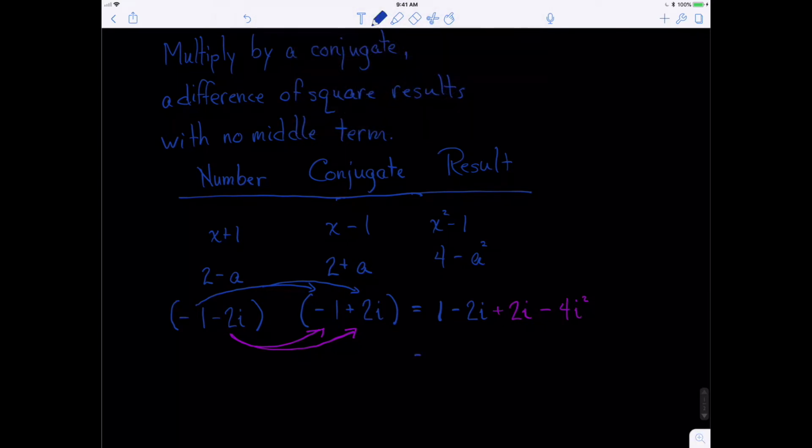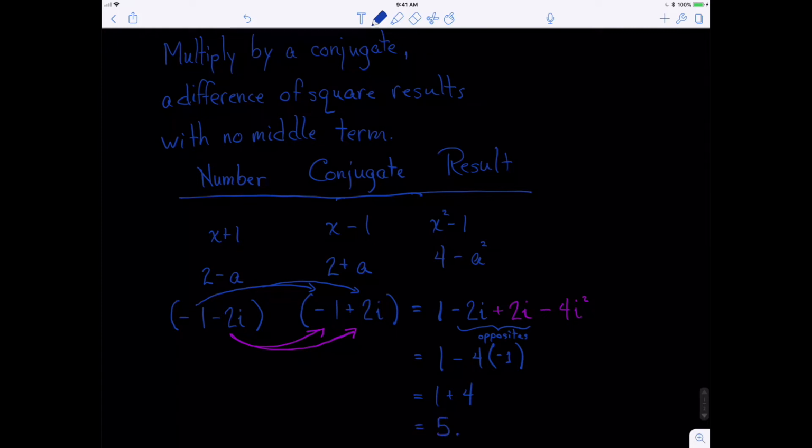When I do this, I have a 1. These are opposites right here, so they're just 0. The sum of opposites is always 0. Minus, now I have a 4i squared, but i squared is -1. So this gives me 1 plus 4. After all that, it simplifies to 5.